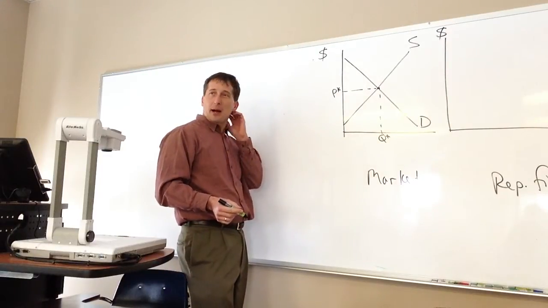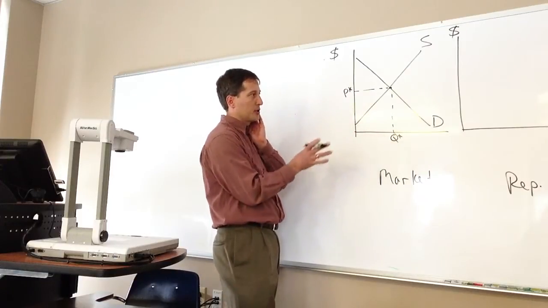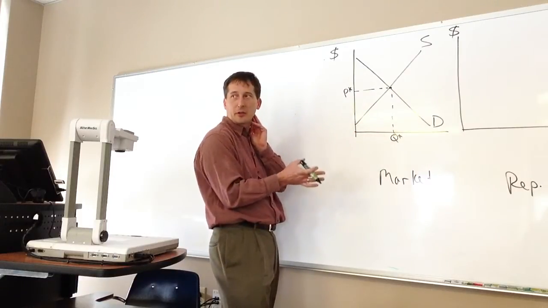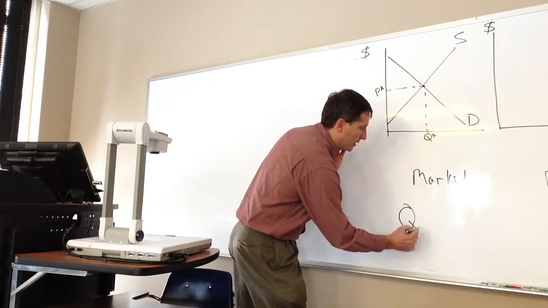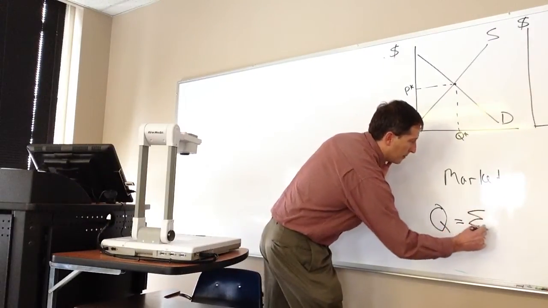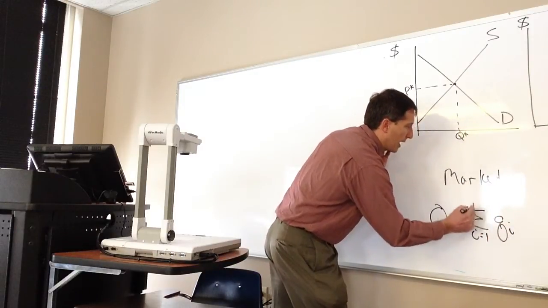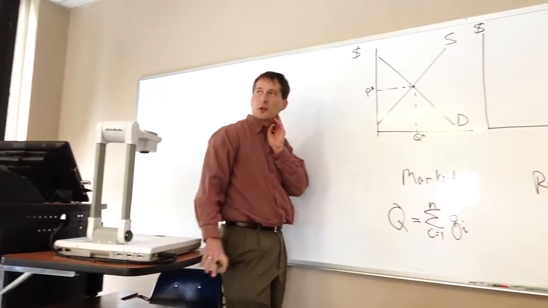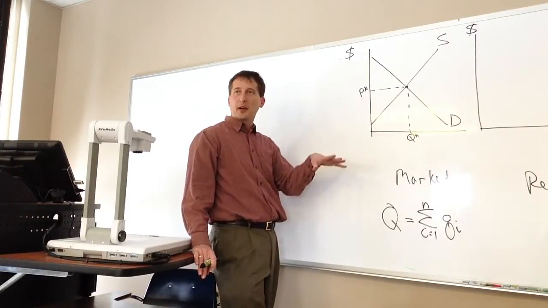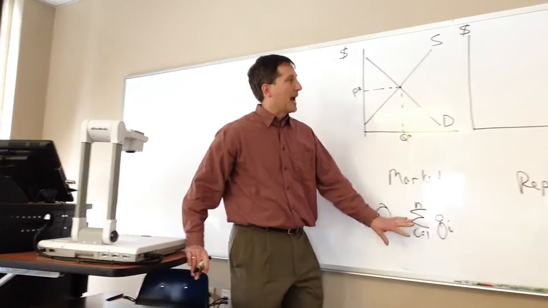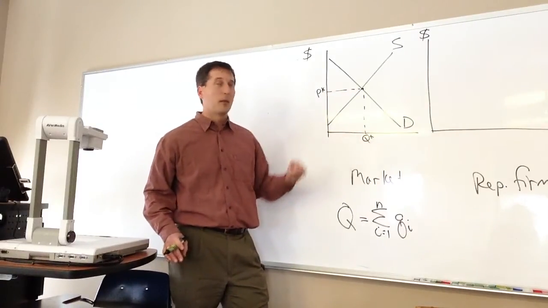So we'll put a little q over here for the representative firm. One equation that pops out right away is the relationship between market supply and the individual firm supply. So big Q equals the sum of the little guys for i equals 1 to n firms. Farmer Joe, Farmer Ted, Farmer Dick, Farmer Harry, right? We're adding up all of the individual firms' quantities to get the market quantity.